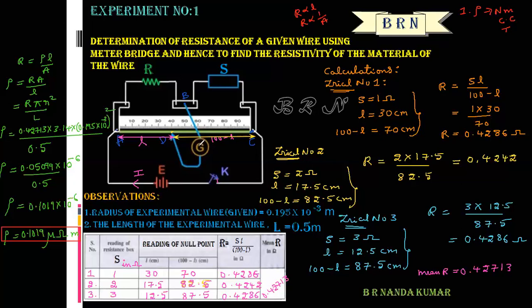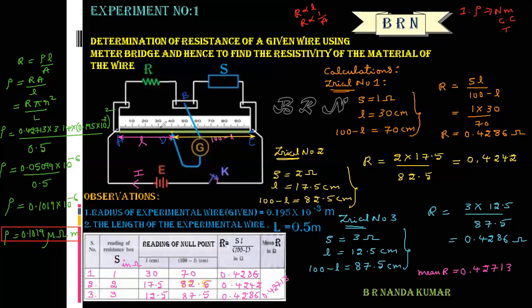Why is the meter bridge preferred to measure resistance? This method is not affected by EMF and internal resistance of the cell. That is why the meter bridge is preferred to measure the unknown resistance.